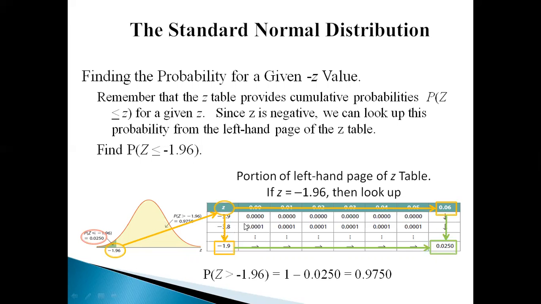These tables are kind of just to show you what we're doing with going down and over. You go down to the negative 1.9, then you go over to the 0.06, and then that's the value you get. But I think it's sometimes better just to see the full table.